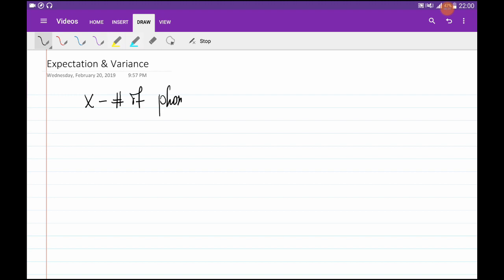phones sold in one of the local stores per day. Let's make the record of this x for the 6 days.